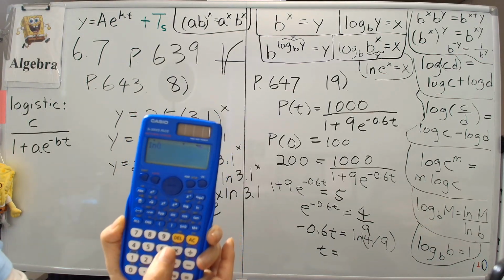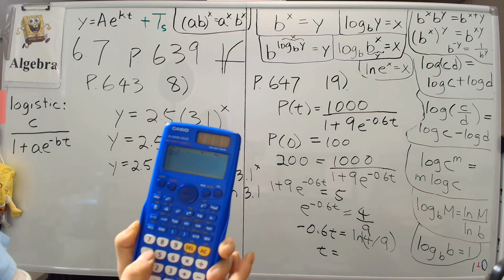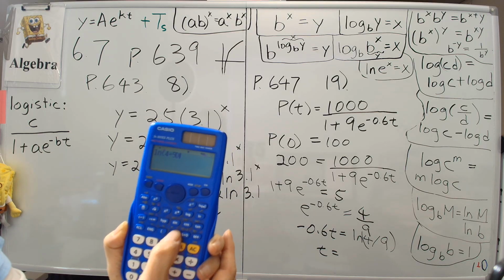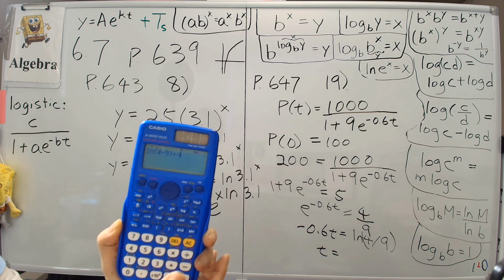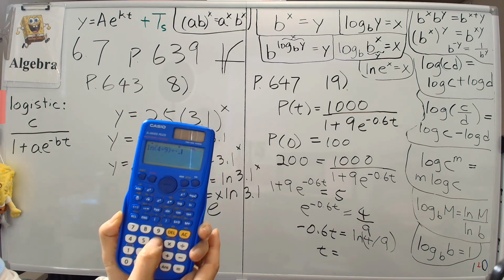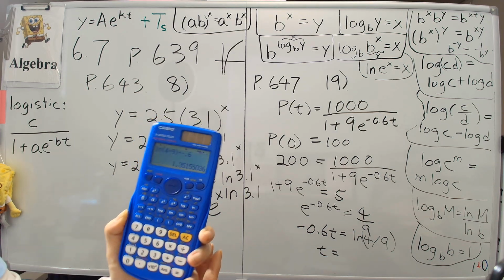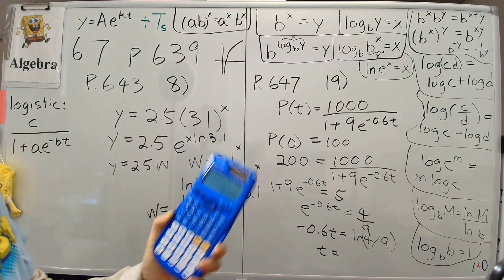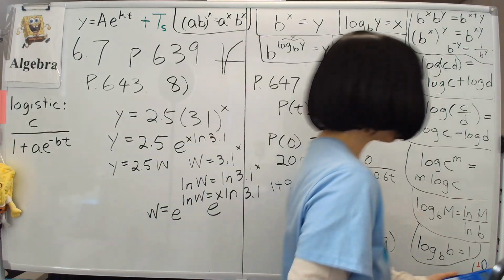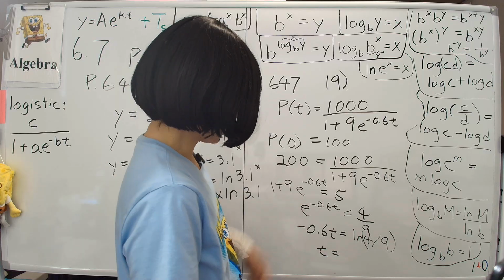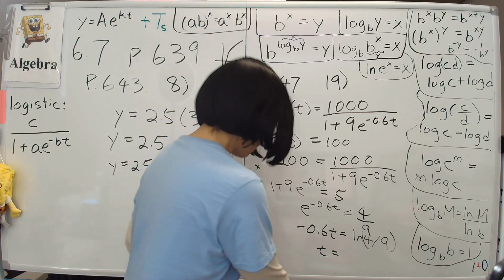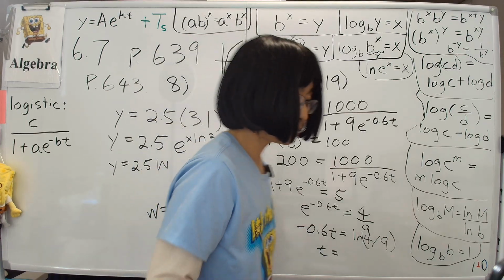Natural log of 4 over 9, 4 divided by 9, close parentheses, divided by negative 0.6. That should be equal to t, and I get 1.35. So after 1.35, then the thing will be doubled. Okay, 1.35, is that right?